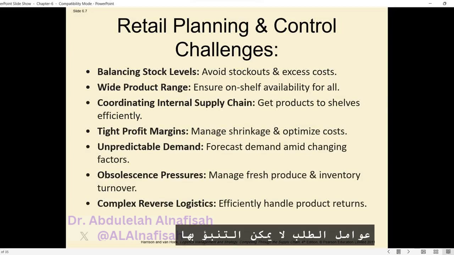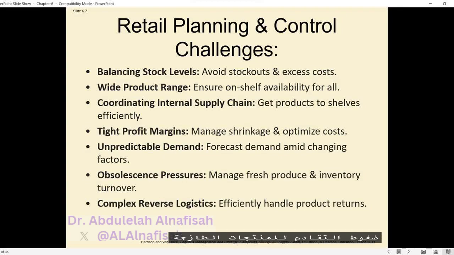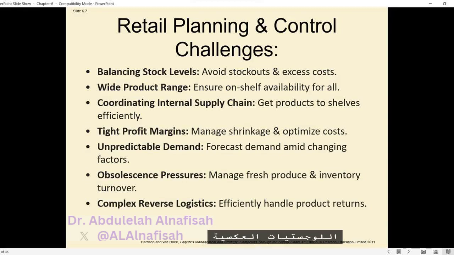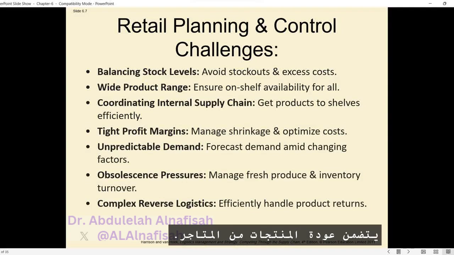Unpredictable demand factors. Demand in retail is influenced by unpredictable factors like seasonality, fashion trends, endorsements, and promotions, adding complexity to demand forecasting. Obsolescence pressures. Fresh produce in retail comes with expiration dates, increasing the risk of obsolescence and impacting inventory turnover. Complex reverse logistics. Reverse logistics in retail involves the return of products from stores to various supply chains, requiring efficient coordination. Retailers prioritize customer choices and market connections over supply chain management.